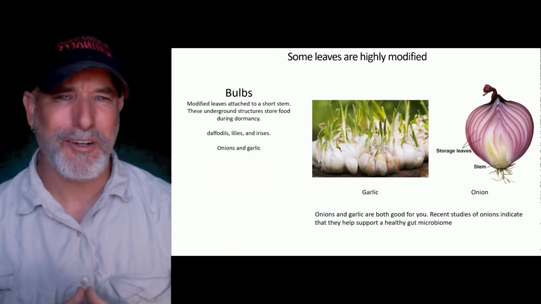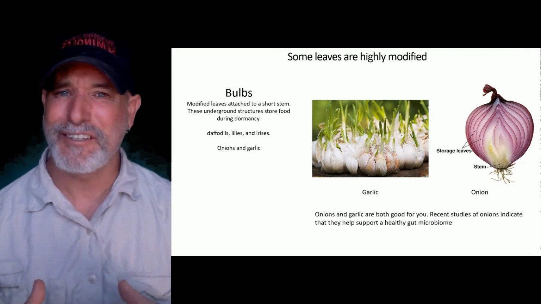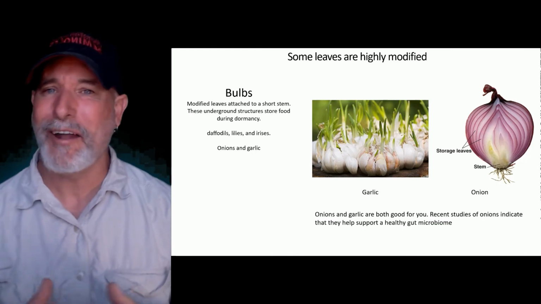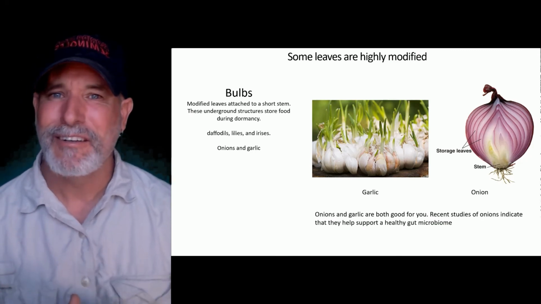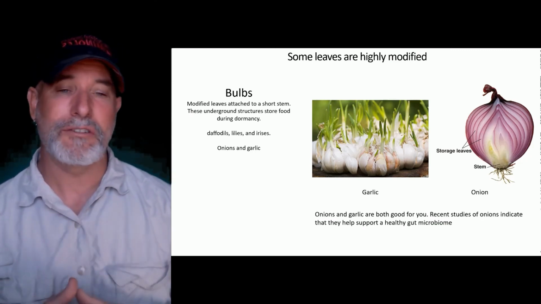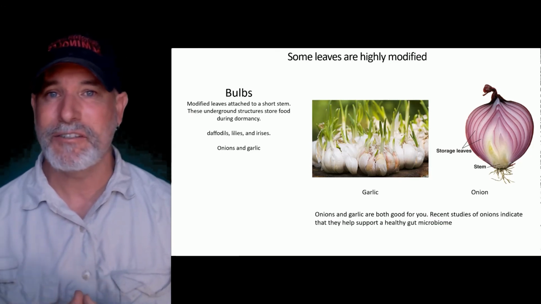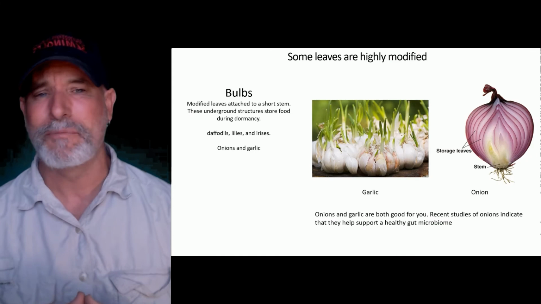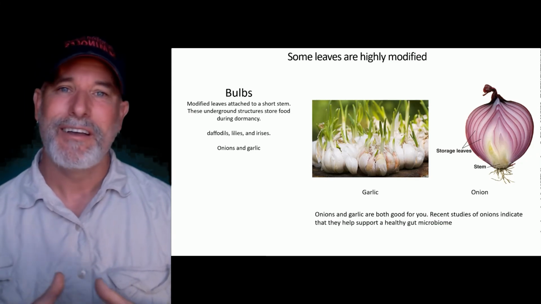How many of you like garlic and onions? I mean, let's saute up some onions, right? Garlic. How can you cook a lot of meals without garlic? And then how many of you like flowers? Like I like lilies and irises and daffodils. I'm always planting bulbs. I love flowers.